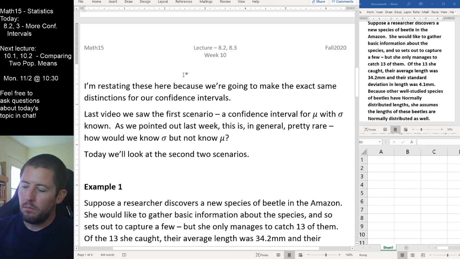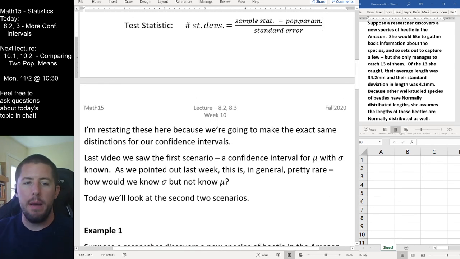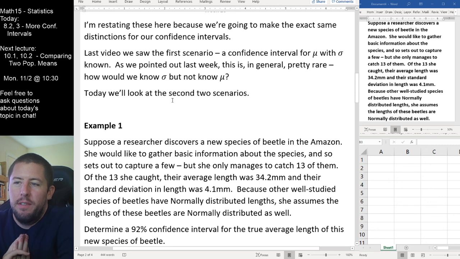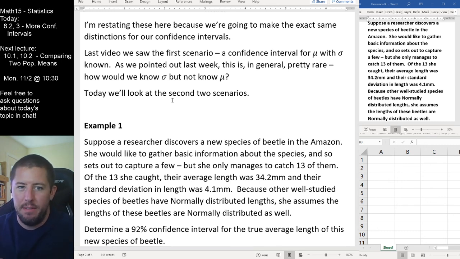So I'm restating these here. I'm talking about hypothesis testing during a confidence interval day right now because we want to make the exact same distinctions for our confidence intervals, exact same distinctions. Our math is going to be changed in the exact same way as we just saw in those three comparative scenarios above. Last video, we saw the first scenario, a confidence interval for mu, a population average, where we did know sigma, the population standard deviation.